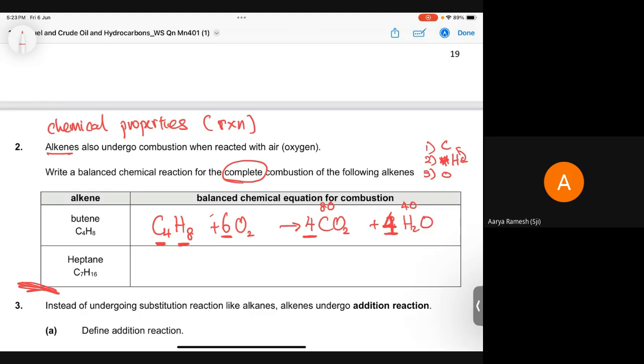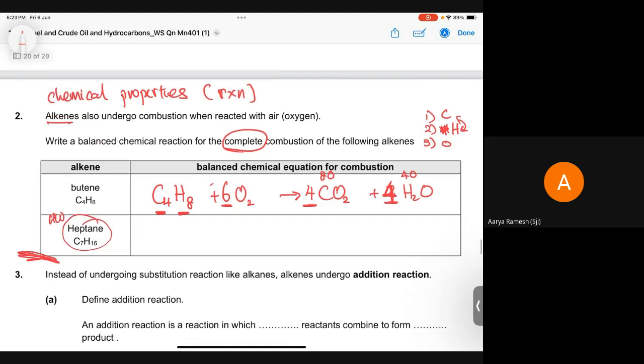So, heptane, go back and do as homework. Okay, so this will be your homework for you to practice your combustion reaction again. Okay, so for today, I'm going to stop here. Question 3 onwards, I'll do next week. Okay, so that's all from me. I'm going to stop the recording now.